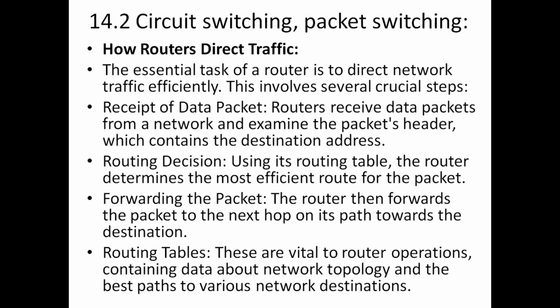How do they do that? First of all, we have receipt of data packet. Routers receive data packets from a network and they examine the header in order to see the destination address. Then they take a routing decision by consulting their routing tables. Using the routing table, they decide what should be the most effective way of sending this packet from the current location to the intended destination. Then they forward it to the next router, or if they are very close, to the intended destination.